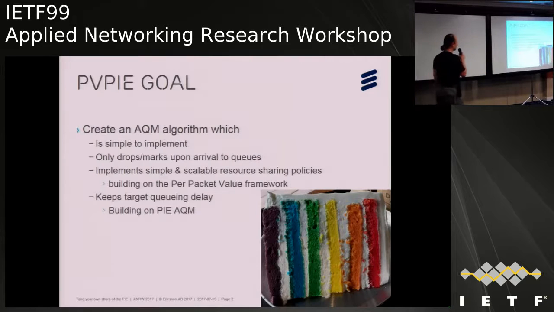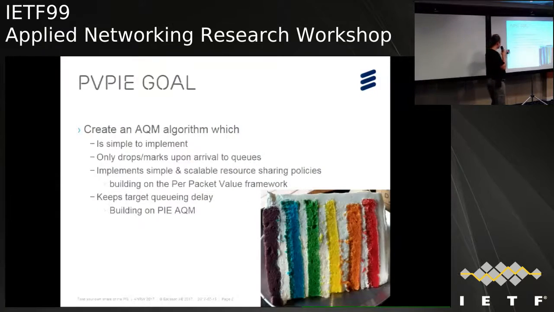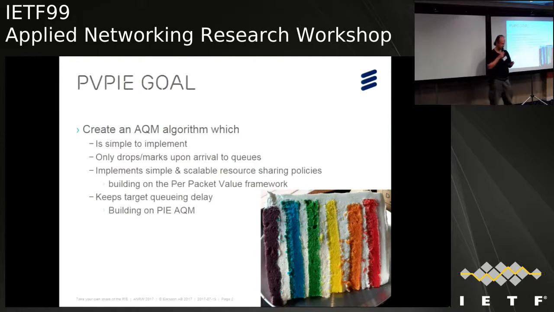So what is our goal with PVPIE? We would like to create an AQM algorithm which is simple to implement and only drops or marks upon arrival to queues. We would like to implement simple and scalable resource sharing policies building on the per packet value concept we published before, but I will give an introduction to that. And we would also like to keep target queuing delay building on the PIE AQM. So it's in effect a combination of the per packet value framework and the PIE AQM.